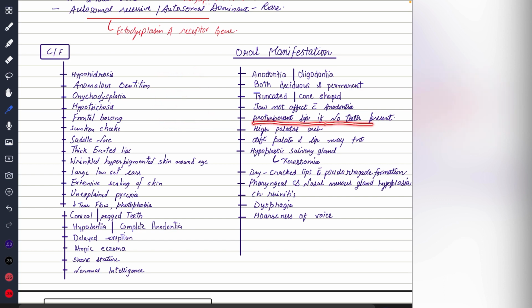True lip if no teeth is present. It's very common, right? If there are no teeth present, your lip becomes everted and looks like this. If this is your nose, your lip will be everted and protruded. High palatal arch, cleft palate and lip may or may not be present.